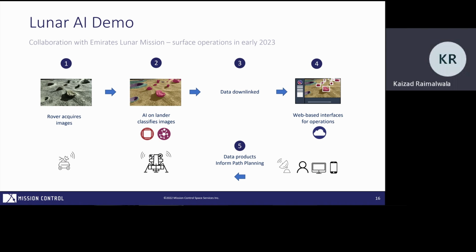Just to quickly share how this looks from a high-level architecture: rovers provide images to the lander that is streamed back to Earth, and our AI demo and processor is sitting on the lander and will classify images. The data products will then be used in the ground segment to inform path planning.